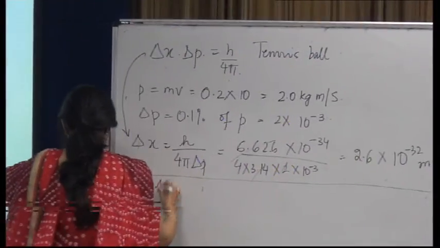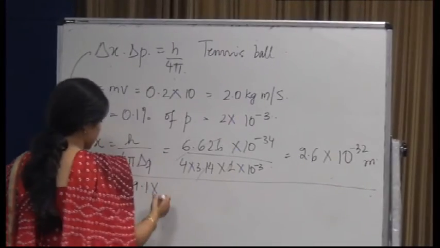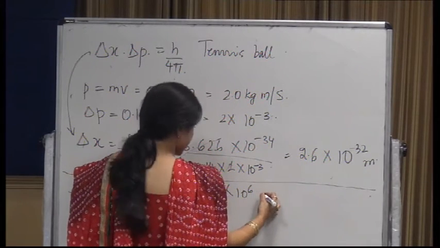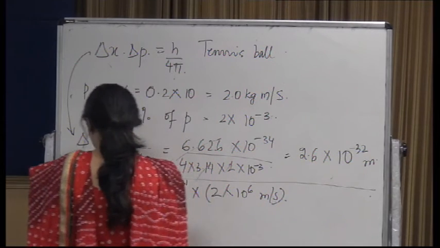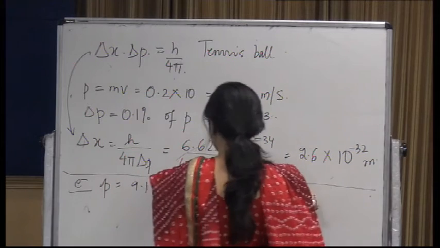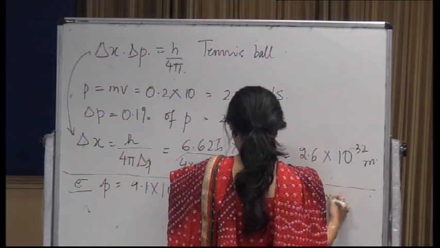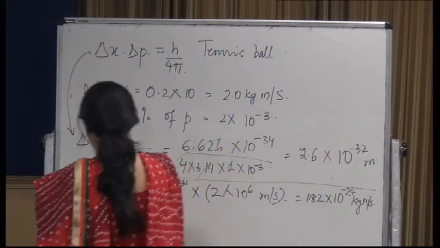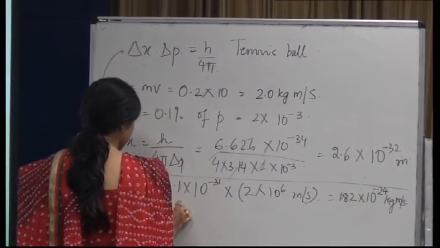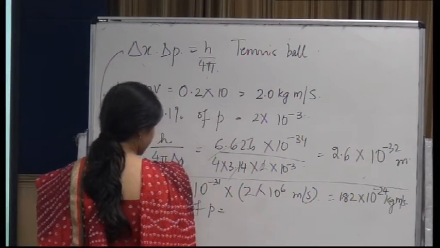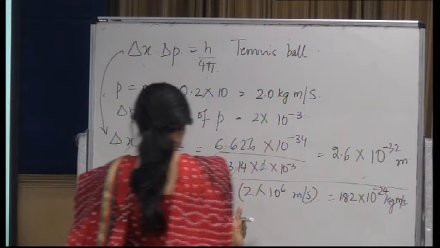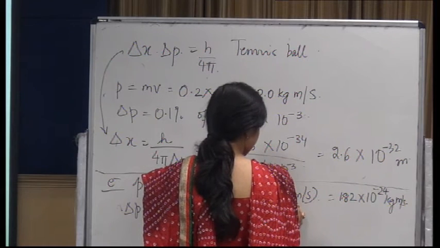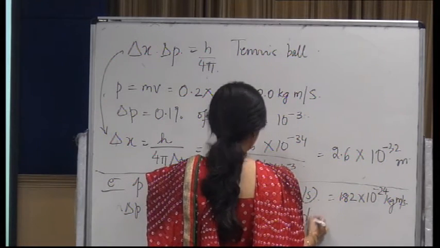So let me just find out the linear momentum for the electron. That will be mass into velocity. Mass is 9.1 into 10 to the power minus 31. Velocity is 2 into 10 to the power 6 meter per second. Alright, and that will be equal to somewhere around 1.82 into 10 to the power minus 24 kilogram meter per second. Very nice. And then you have delta p is 0.1% of that, 0.1% of p. Then that means you add 10 to the power minus 3 to it. So that will be equal to 1.82 into 10 to the power minus 27 kilogram meter per second. Clear for that?